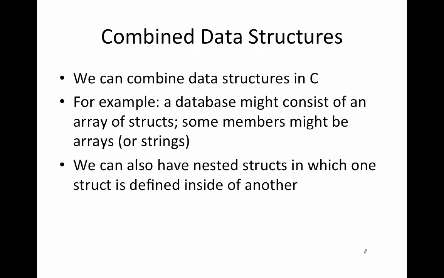Now that we have data structures in C, such as arrays and strings and structs, we can combine these things. For example, a database might consist of an array of structs. Within each struct, some of the members might be arrays themselves, or for example, strings, which are character arrays. We can also have nested structs, which is when you have one struct inside of another.